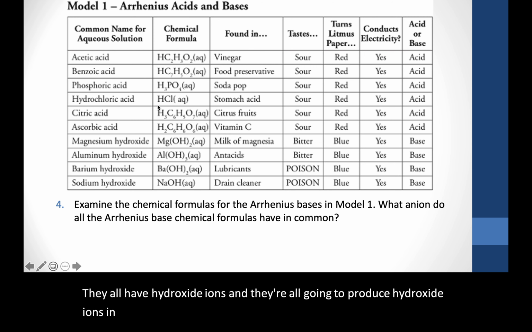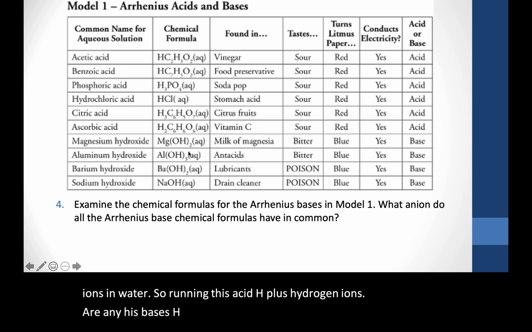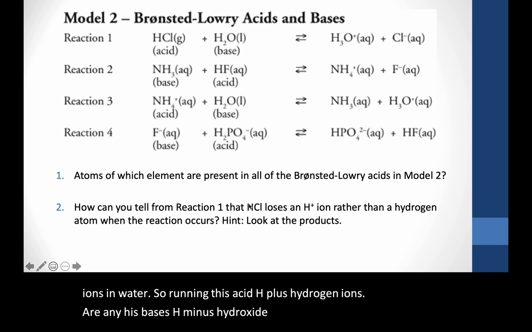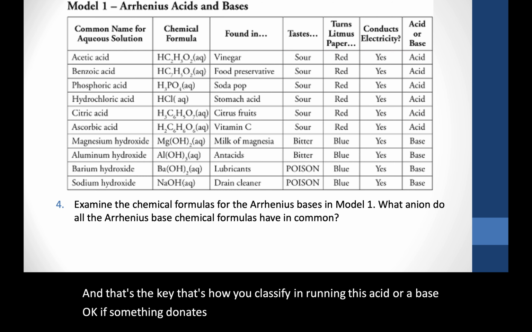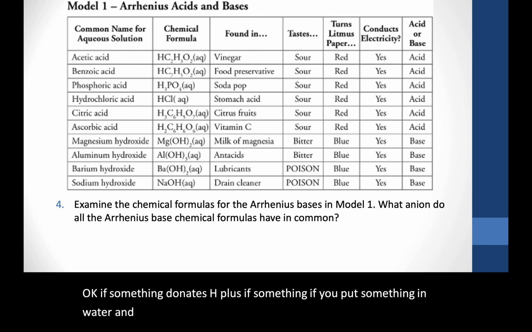Okay, so Arrhenius acid, H plus, right? Hydrogen ions. Arrhenius bases, OH minus, hydroxide ions. And that's the key. That's how you classify an Arrhenius acid or a base. If you put something in water and it dissociates and makes hydrogen ions, so you're going to see hydrogen at the front of the formula, it's an Arrhenius acid. You put something in water and it creates OH minus ions, hydroxide ions, that's an Arrhenius base. That's how you classify acids and bases if they're Arrhenius.